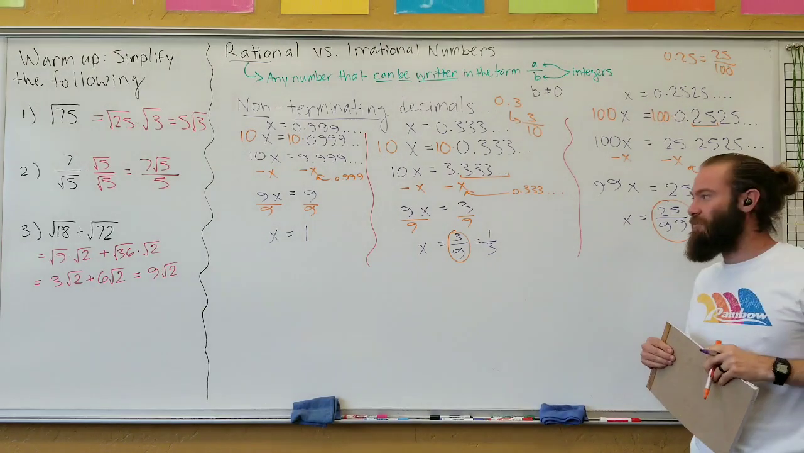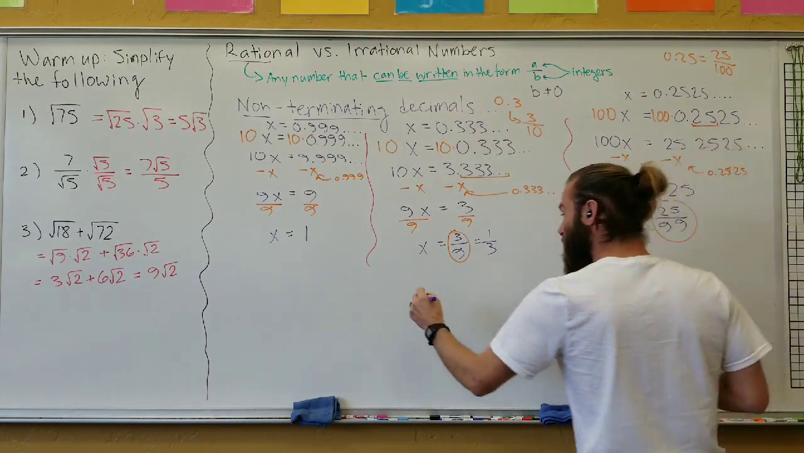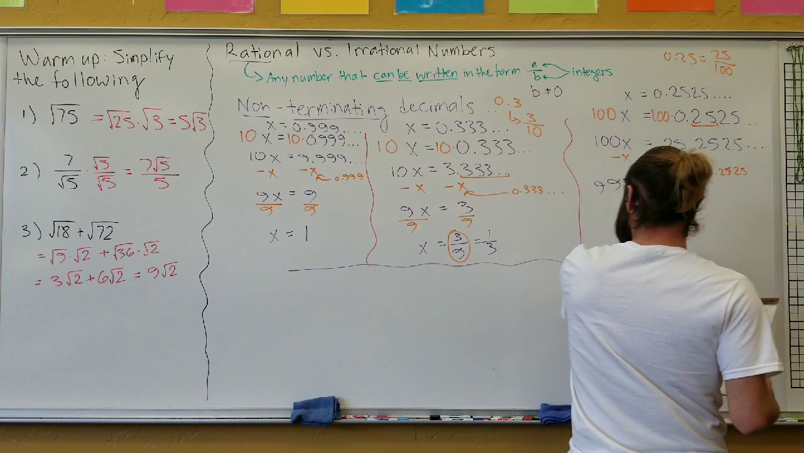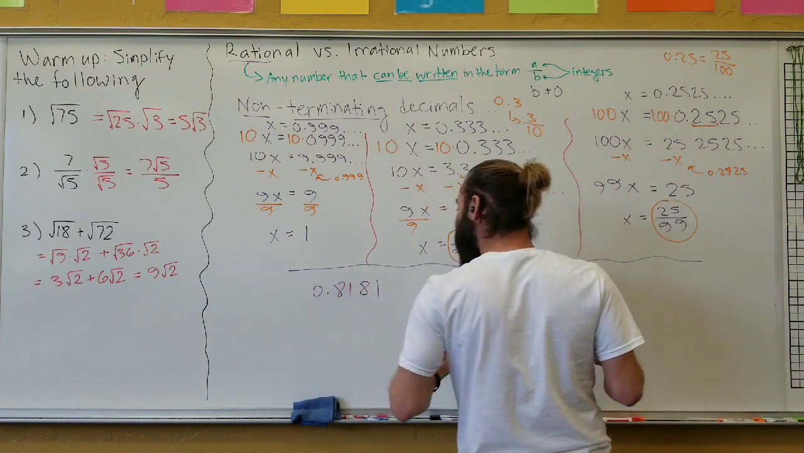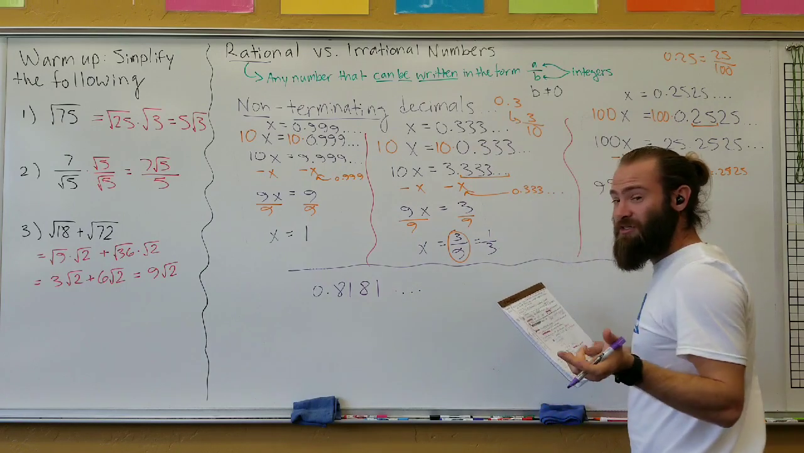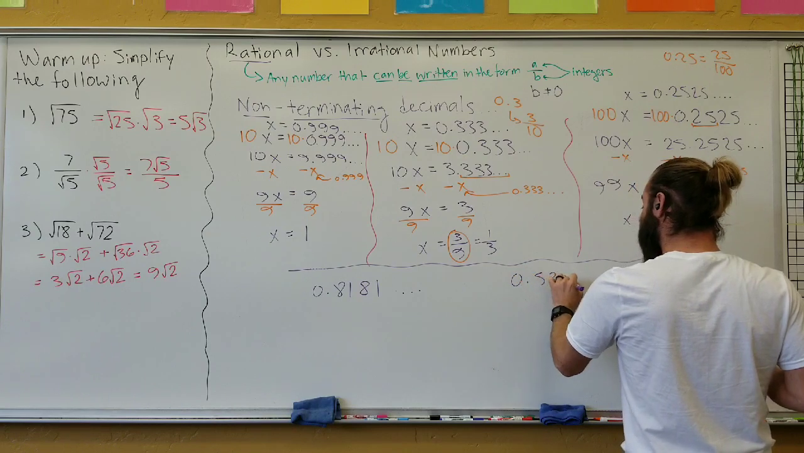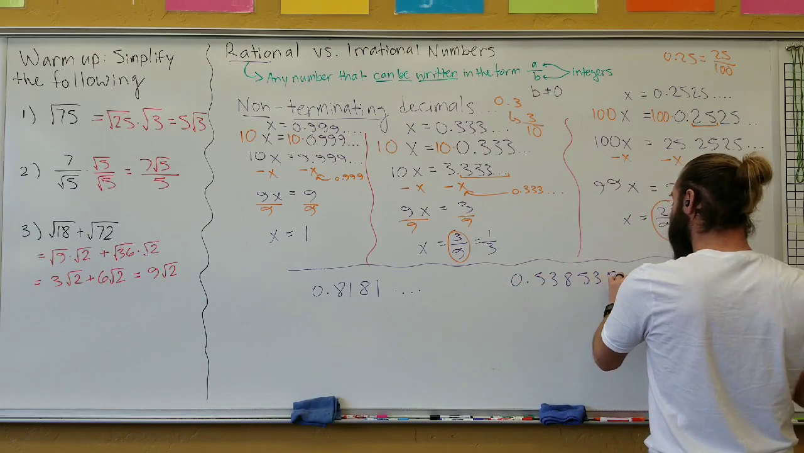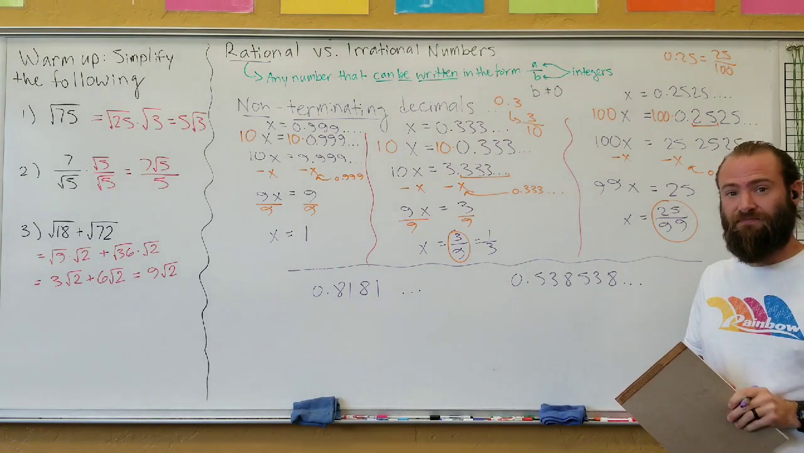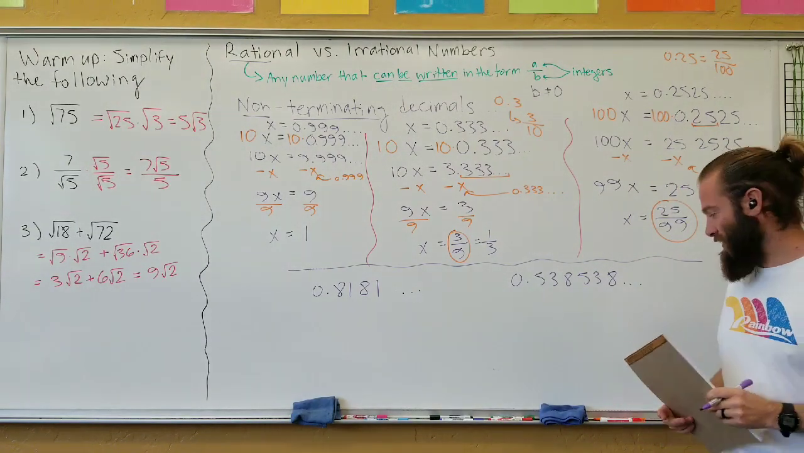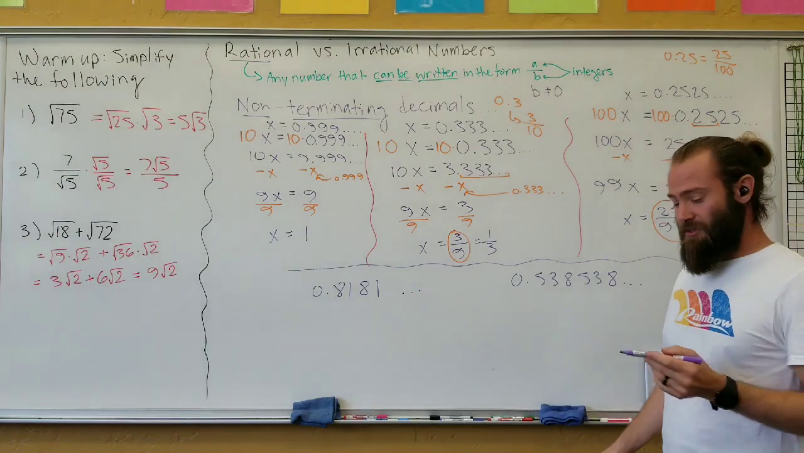I'll have you practice a couple yourself right now. The ones I want you to do for yourselves real quick is go ahead and do 0.8181 repeating forever. You might notice the pattern, you might be able to skip to the end. And let's try 0.538538 repeating forever. Go ahead and pause the video real quick and try these. Okay, let's do these together. And we're going to do these quickly so we can get through this.